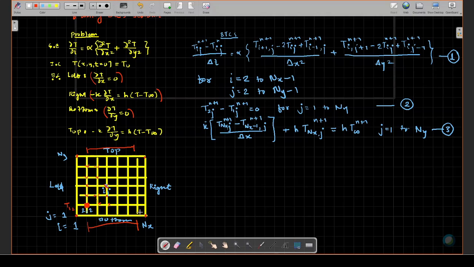Okay. No, sir, but to get T_11 we should know T_21, right? But T_21 is unknown, right? It is also a boundary, like when we are starting from j equal to 1.